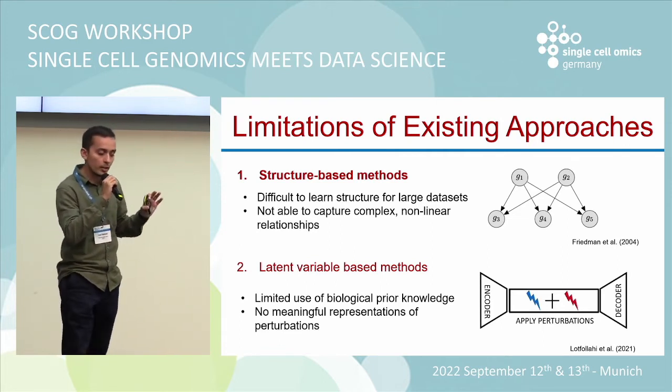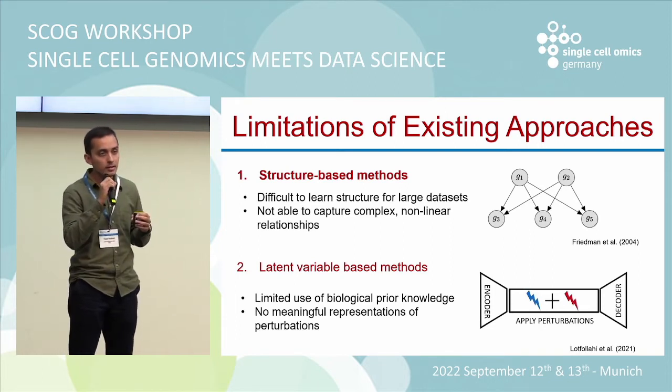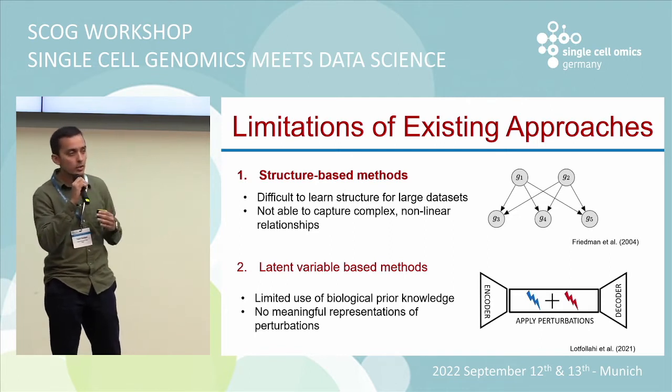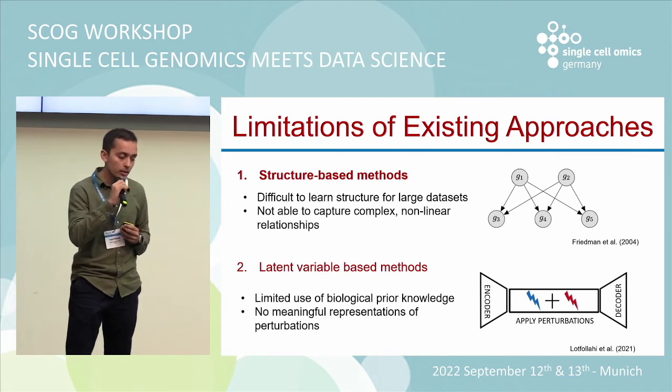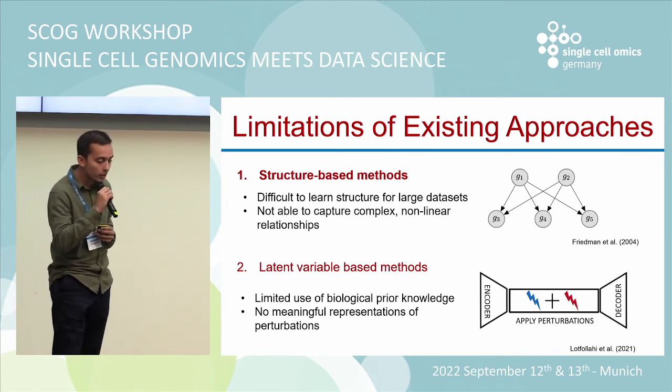But the problem there is that it's very hard to learn these networks for large perturbational data sets. So there's been a paper recently that showed that the performance for these algorithms on single cell data sets is actually not very good. The other issue with these models is that they're not able to capture complex nonlinear genetic interaction relationships.